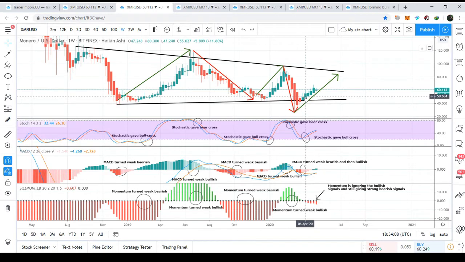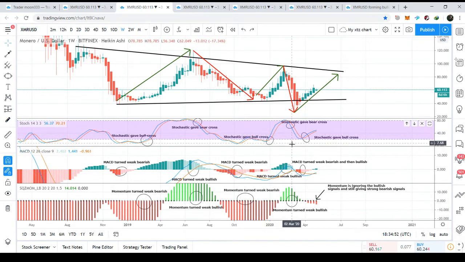But this time, there is a slightly different move by these indicators and the price action. For example, we have received a bull cross from the stochastic, and we have also received a bullish signal that the MACD has turned weak bearish from strong bearish, and the price action has started the bullish rally before the momentum gives us any bullish signal. So far, the momentum did not give the bullish signal. Before that, whenever the momentum gave the bullish signals in combination with these two signals, the price action after that started the bullish move.